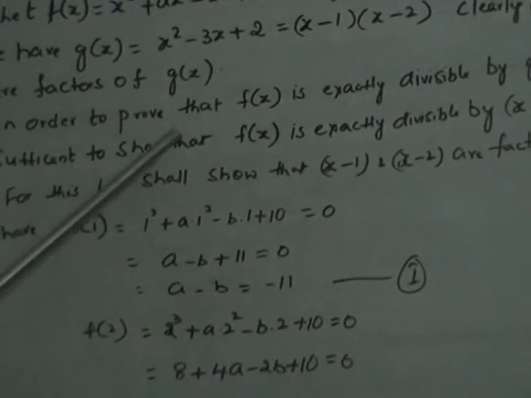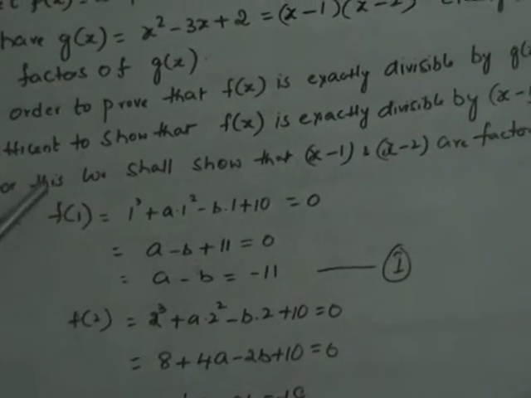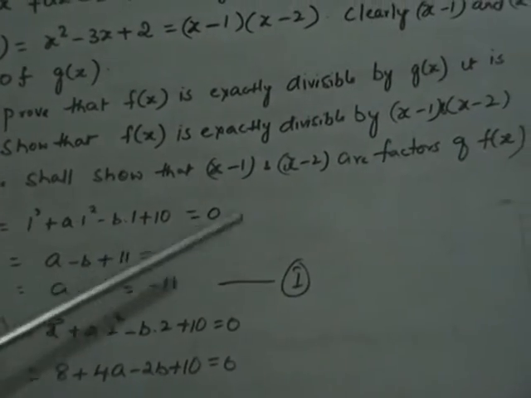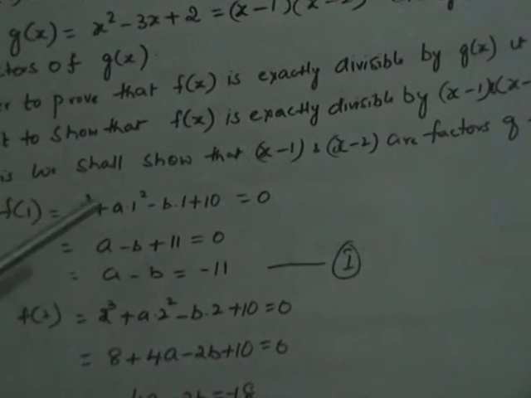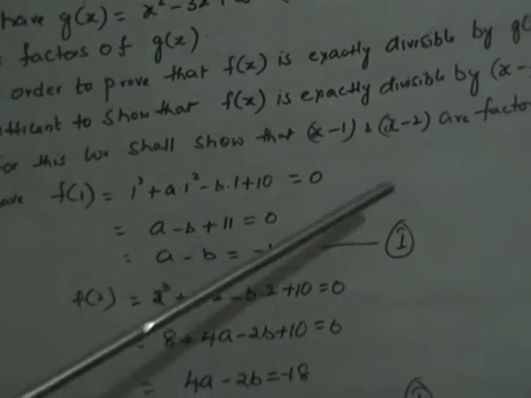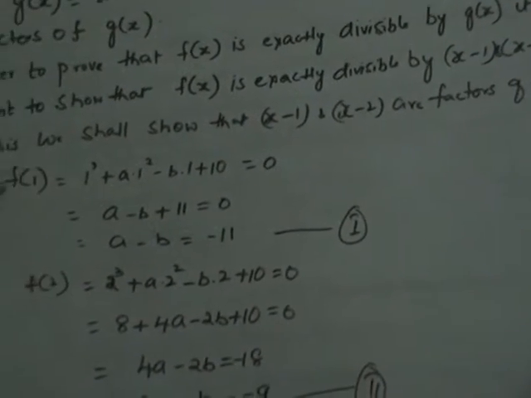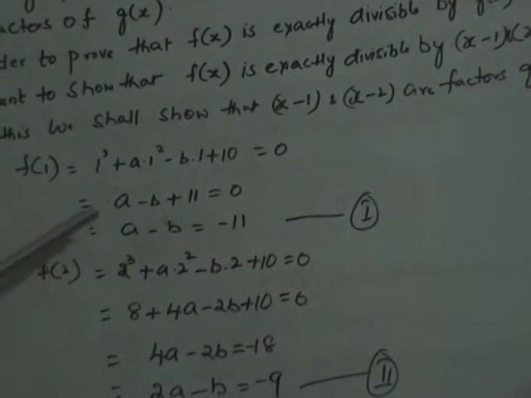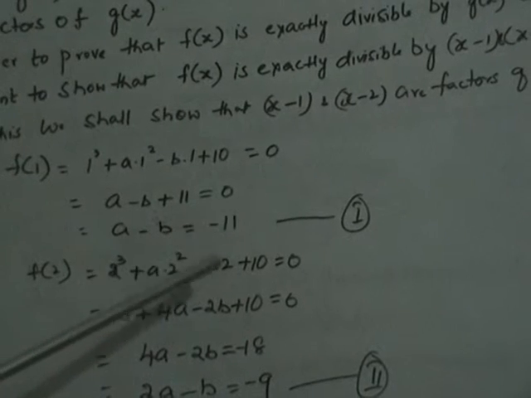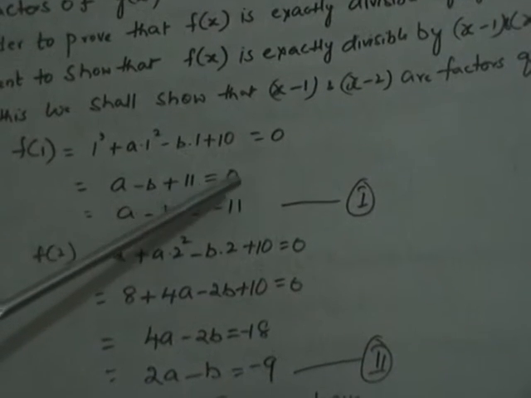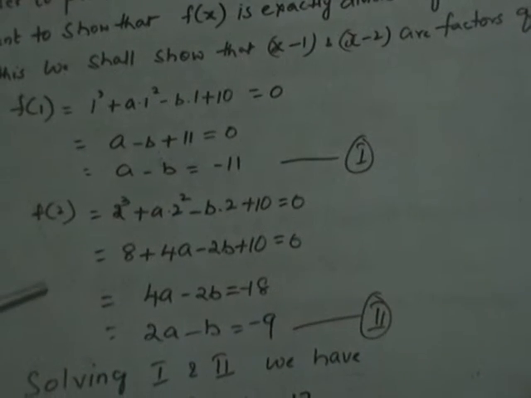In order to prove that f of x is exactly divisible by g of x, it is sufficient to show that f of x is exactly divisible by x minus 1 and x minus 2. For this, we shall show that x minus 1 and x minus 2 are the factors of f of x. Therefore, substituting x equal to 1, we have 1 cube plus a into 1 square minus b into 1 plus 10 is equal to 0, or a minus b plus 11 is equal to 0, or a minus b is equal to minus 1. This is expression number 1.